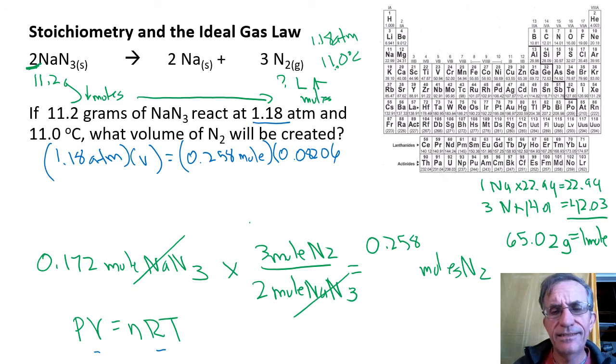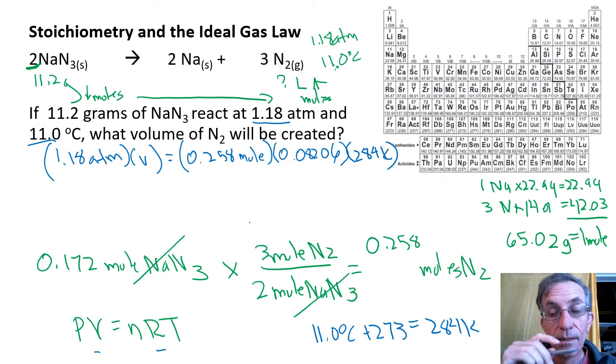So the temperature would turn out to be, did they tell us? 11. Shoot, that's in Celsius, isn't it? So we can't do that. You have to convert it to Kelvin. So you add 273. On the Kelvin scale, it's 284. With that, I think that looks pretty good.